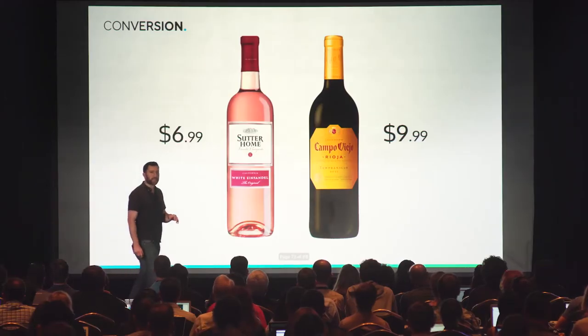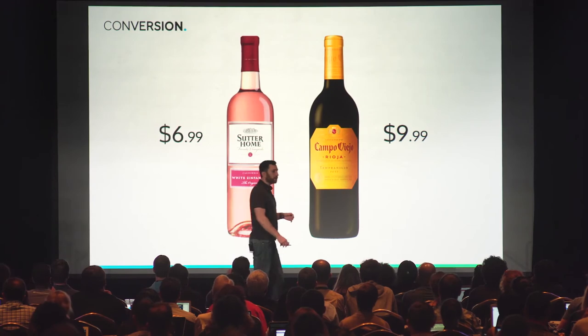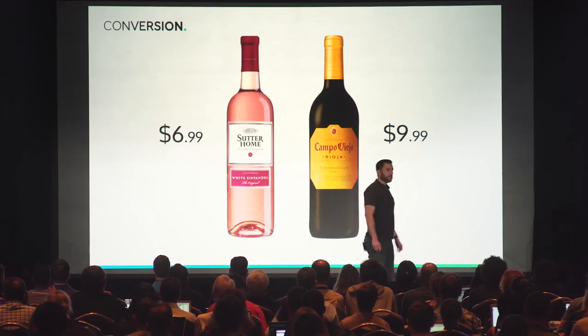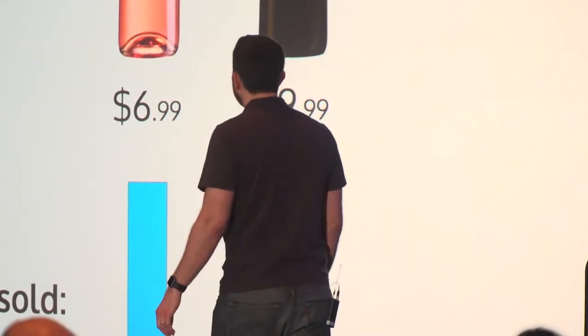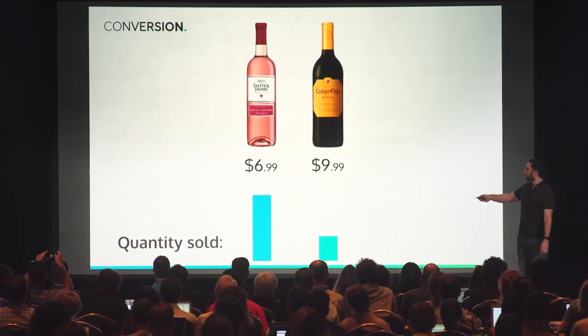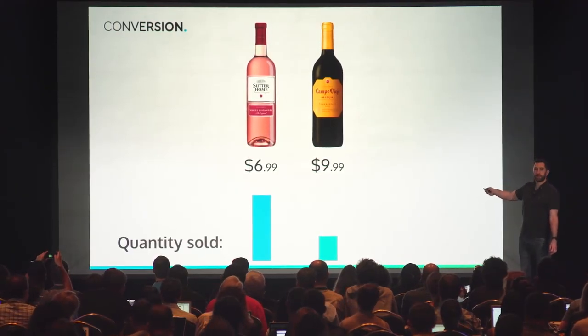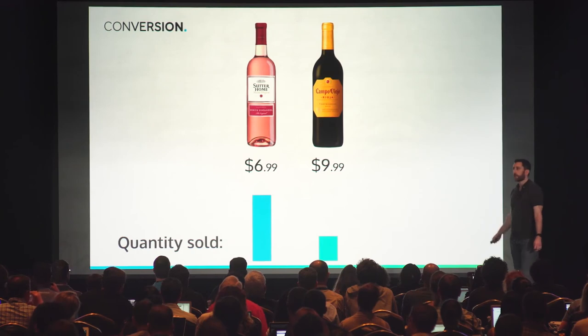There's a little bit of a theme emerging here. Specifically, two bottles. We have a cheap and nasty bottle for $6.99 and a slightly better bottle for $9.99. In our store, we only sell two bottles of wine. We don't have the biggest inventory. And we find that sales look a little bit like this. Significantly more people are buying the cheap and nasty bottle than the slightly more expensive bottle.